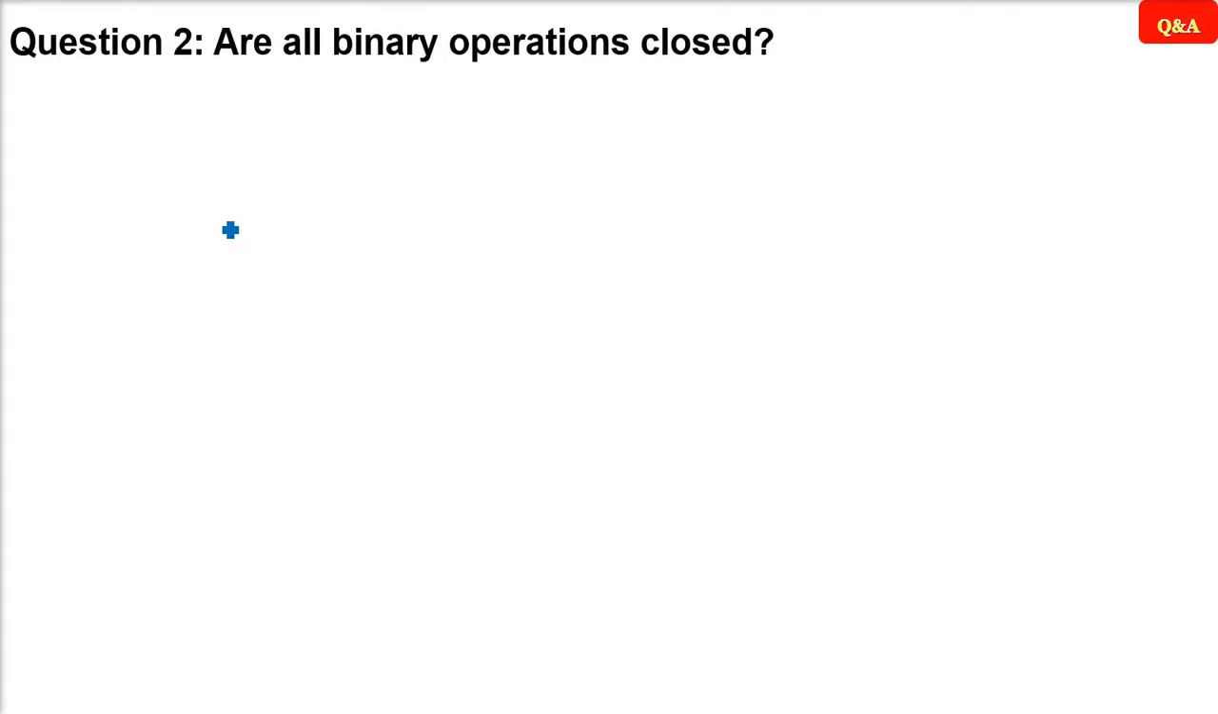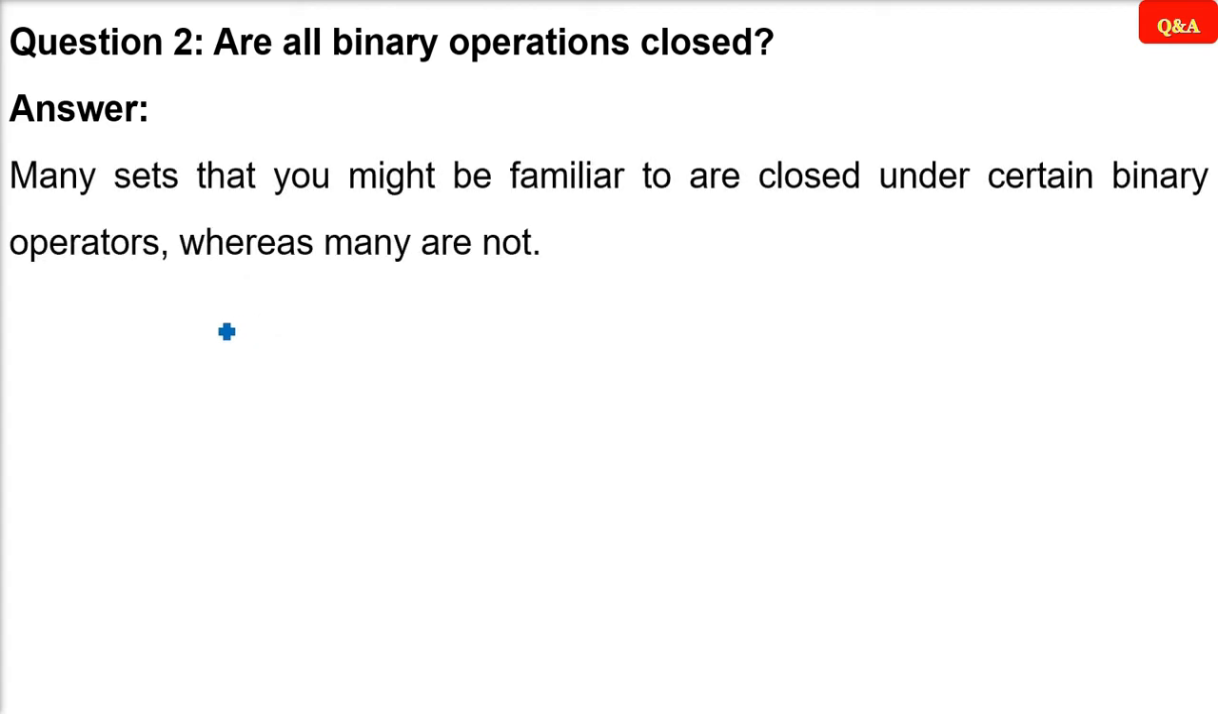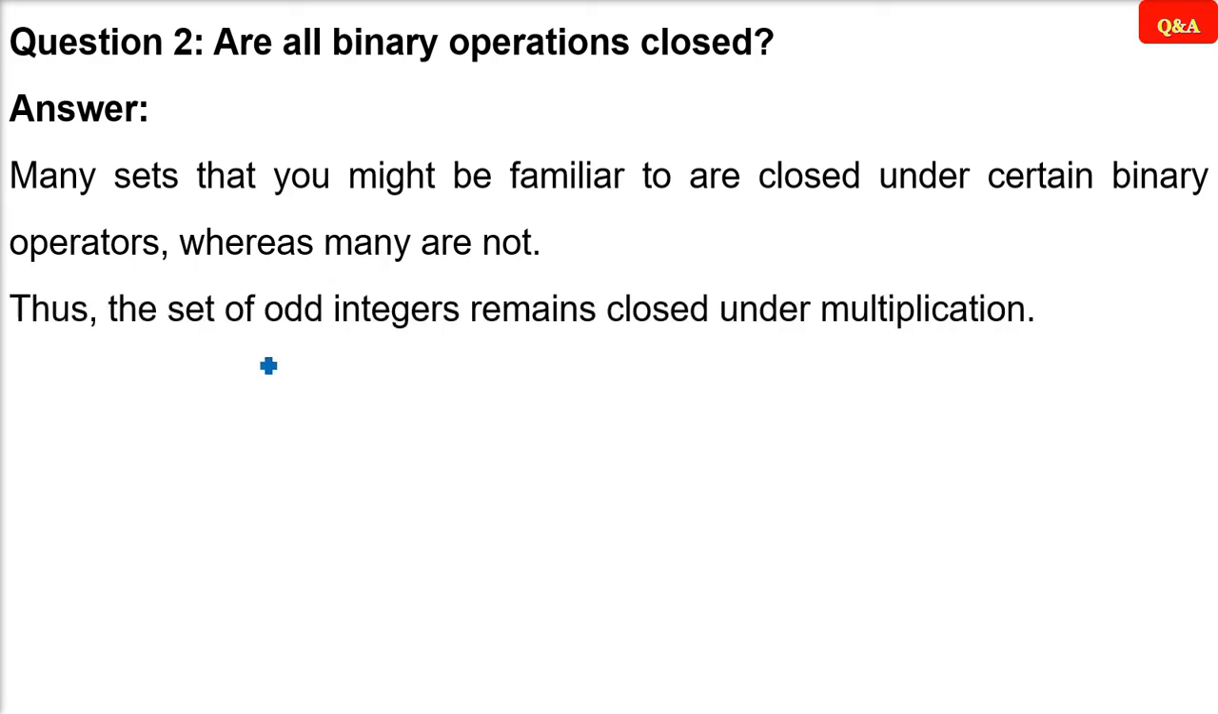Are all binary operations closed? First of all, you have to understand what closed means. Closed means it has to follow the closure property. That is, the value when operated, the final value should also come from the same set. Is it possible? Many sets which we are familiar with are closed under binary operation.